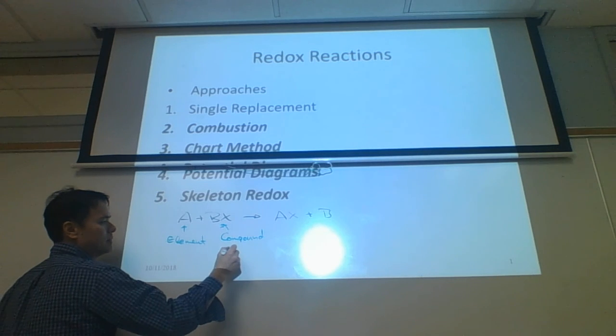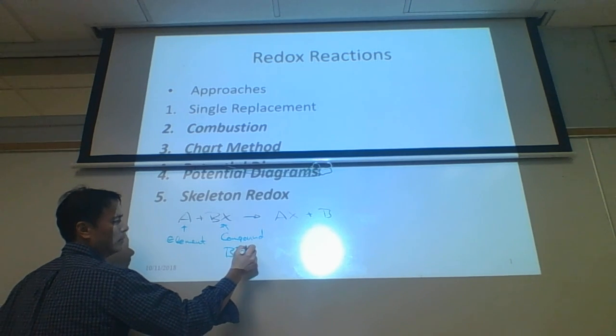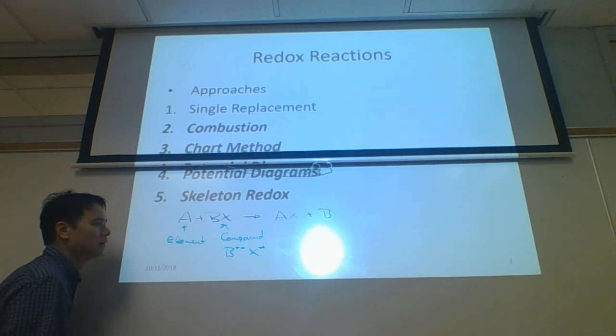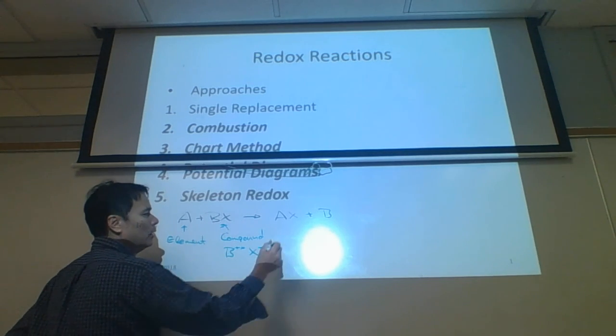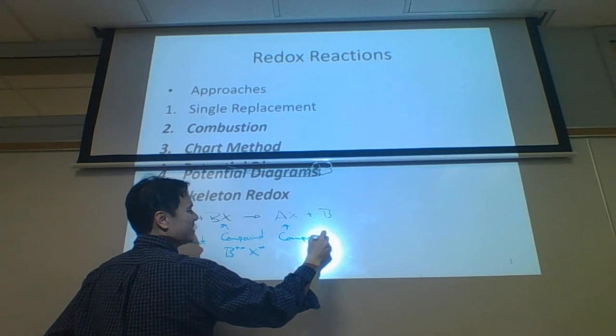B is going to be some cation, a B plus, and X is an anion, a minus, something like that. Or it could be some ratio. It doesn't have to be 1-to-1. AX is going to be a compound now, and B is going to be the element here.